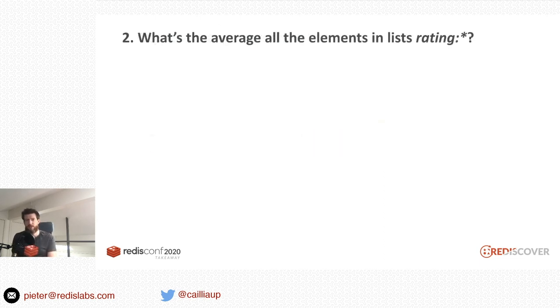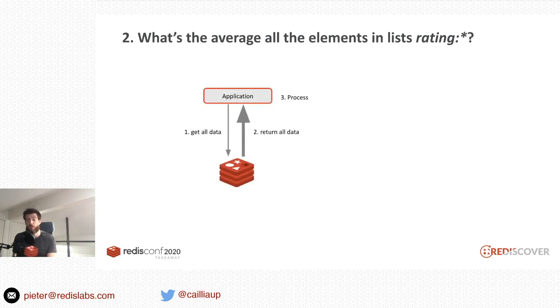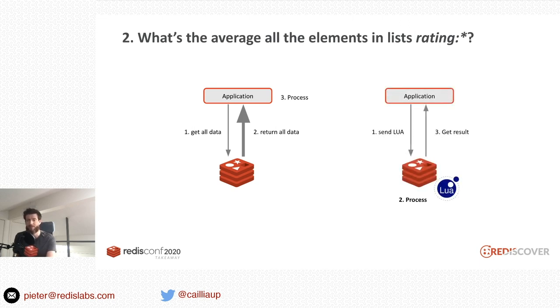The second example is, what if you would like to average all the elements inside lists matching the rating prefix? We would like to iterate over all the lists that match this specific prefix. One way to do this is that your application asks Redis to give you all that data. It's going to return all the data, and then at the client side or application side, you will process that data. You might see that it's quite cumbersome and might take a while.